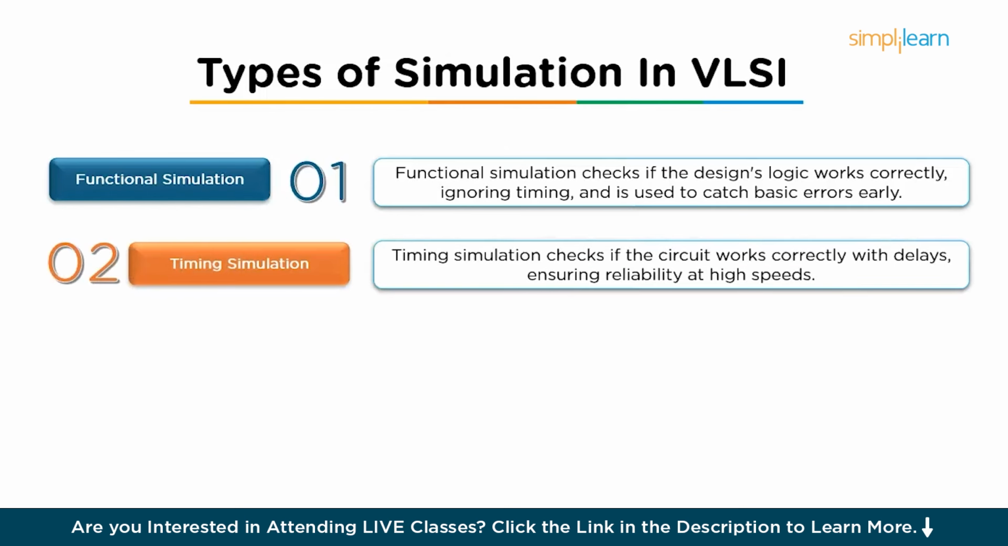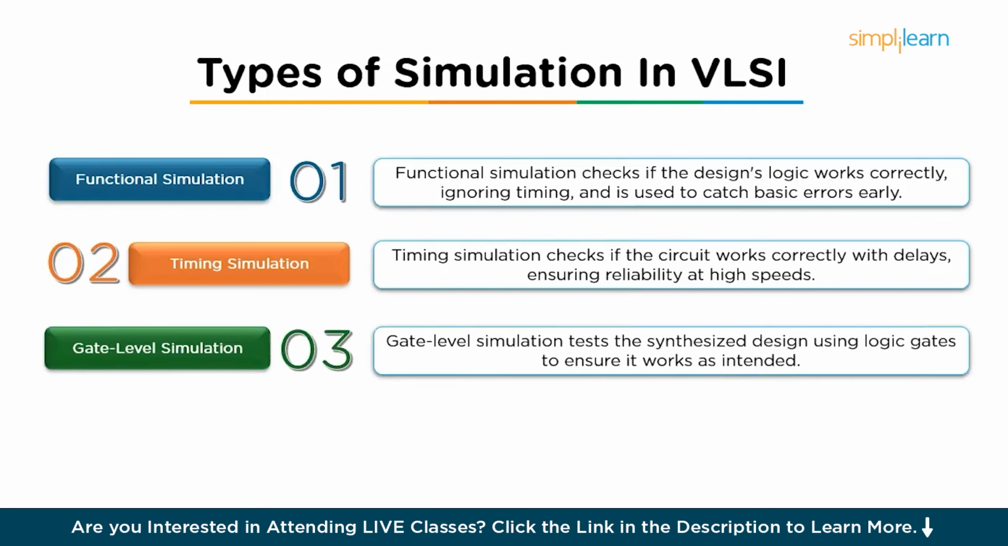The second one is timing simulation. Timing simulation takes into account delays associated with the circuit, such as propagation delays and setup and hold time violations. This type of simulation is crucial in ensuring that the design will work correctly at the speed the designer expects. Timing simulations are particularly important for high-speed circuits like processors, where even small errors can cause the design to fail. The third one is gate level simulation.